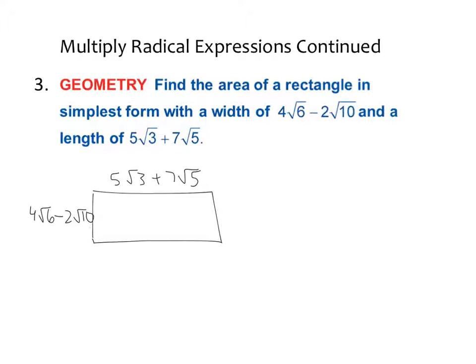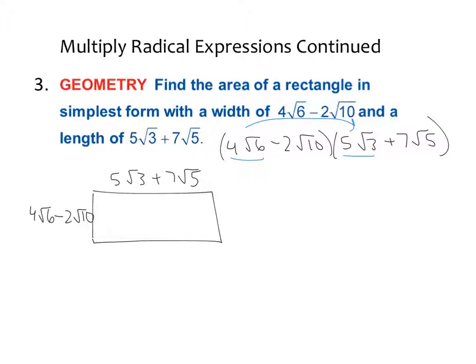All right, so I need to find the area. So I'm going to multiply the length and the width together, the two products here. So 4 square roots of 6 minus 2 square roots of 10 times 5 square roots of 3 plus 7 square roots of 5. And I'm going to FOIL. Could use the box method as well, but I'm going to FOIL here. So I'm going to multiply 4 square roots of 6 by 5 square roots of 3 and get 20 square roots of 18. Worry about simplifying at the end.